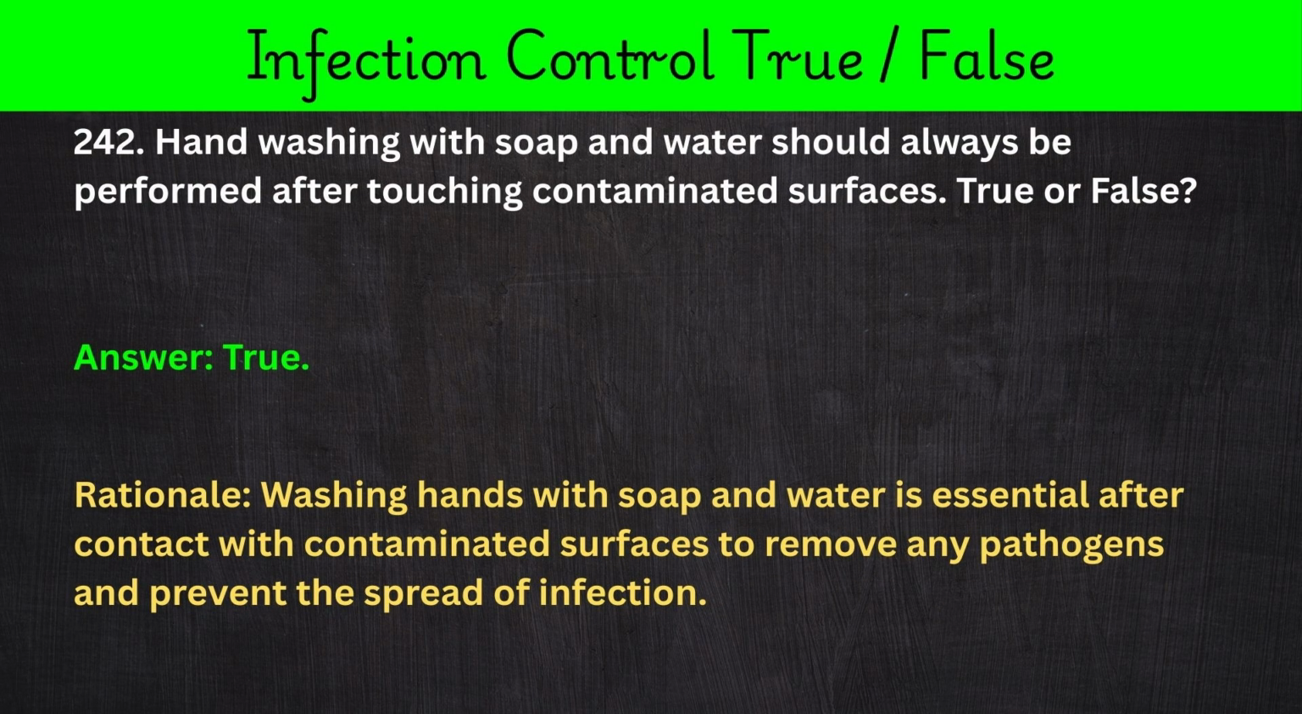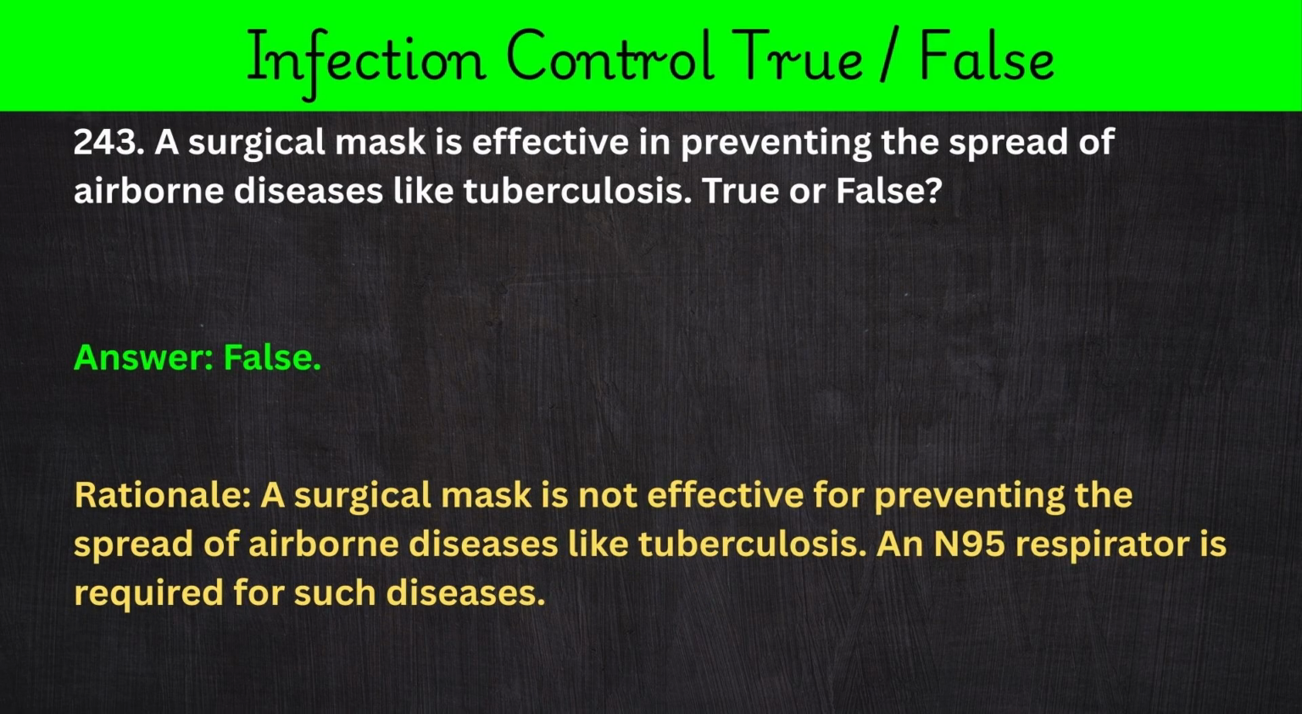242. Hand washing with soap and water should always be performed after touching contaminated surfaces. True or false? Answer: true. Rationale: washing hands with soap and water is essential after contact with contaminated surfaces to remove any pathogens and prevent the spread of infection.